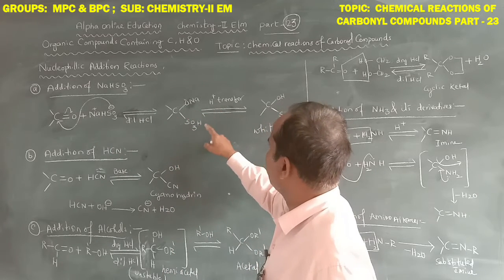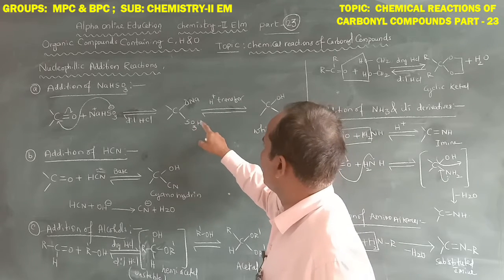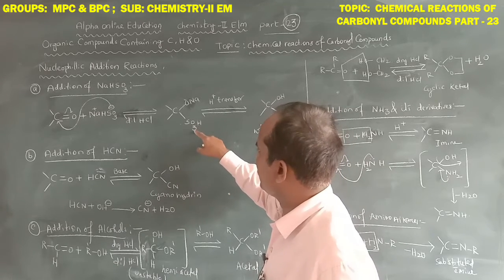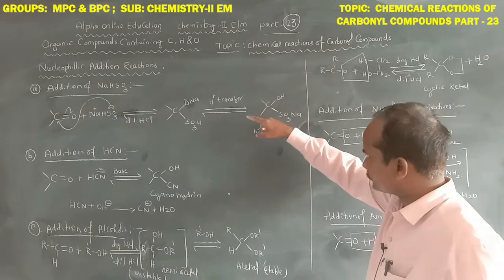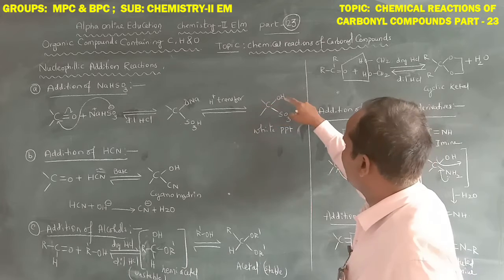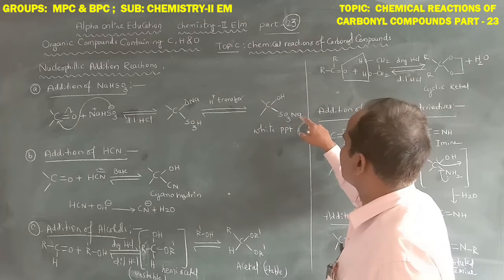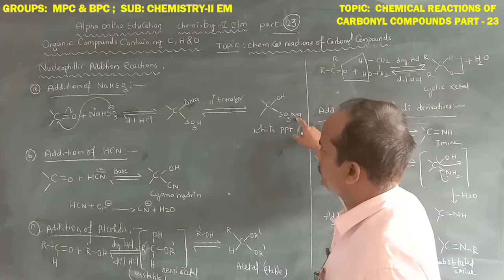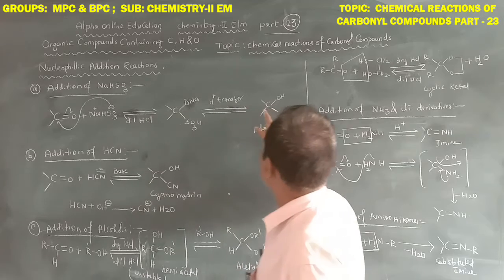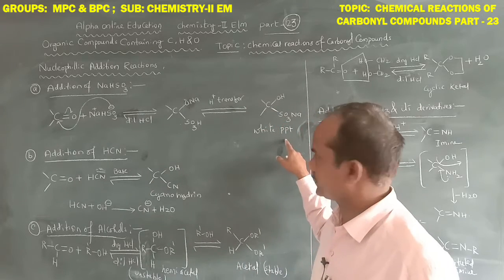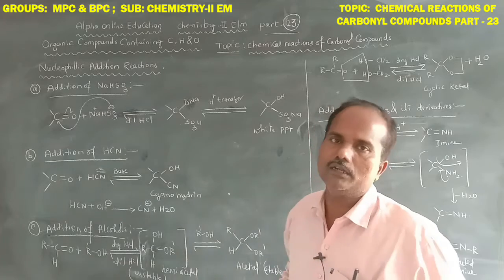Then after that, a proton transfer takes place from the sulfonic group to the oxygen, so this is the OH. Then next, this is converted into a sodium salt of the carbonyl compound bisulfite product. This is the white precipitate which can be soluble in water.